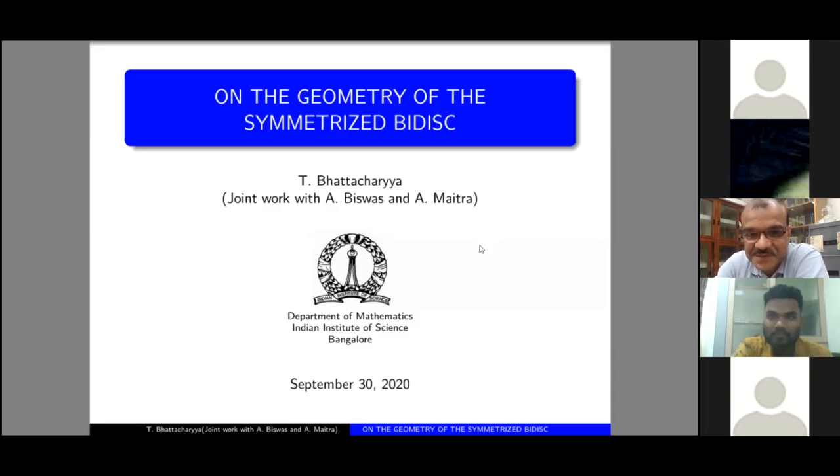Okay, so this is on the geometry of a certain set, a certain domain in C2, which I have been interested in for maybe about 10 years now. So far, we have done function analysis and operator theory there, but this time the work is on the geometry.